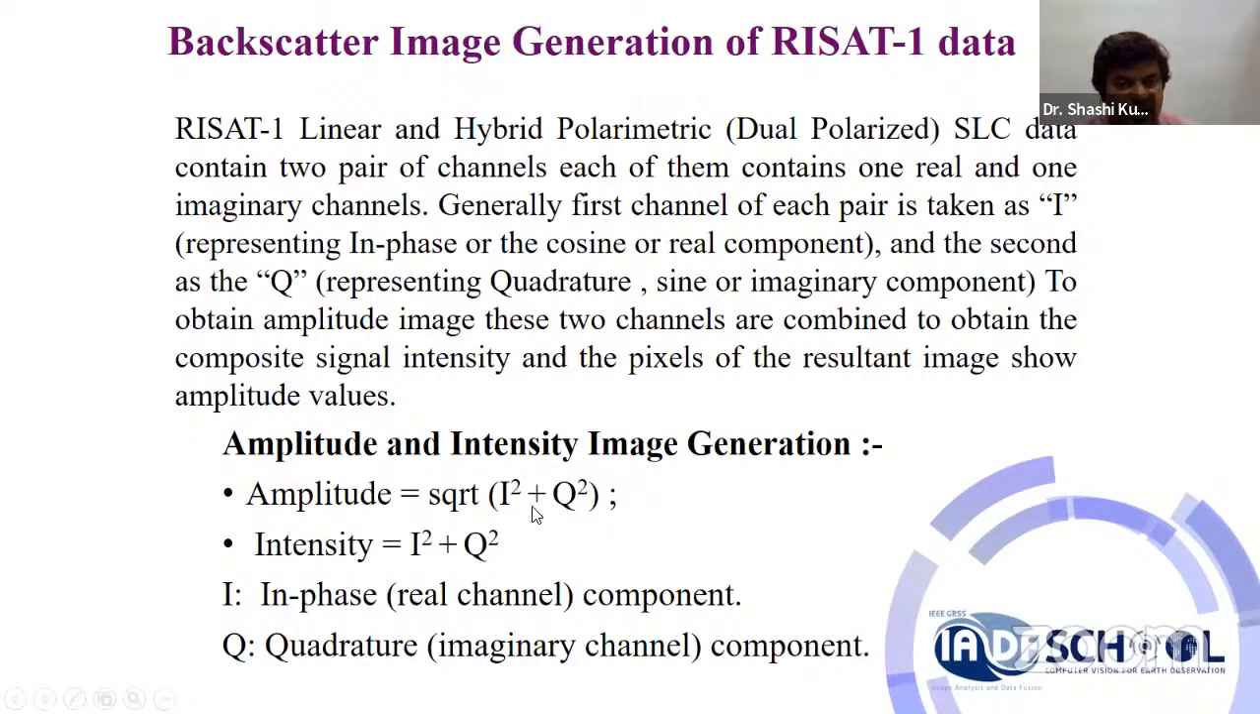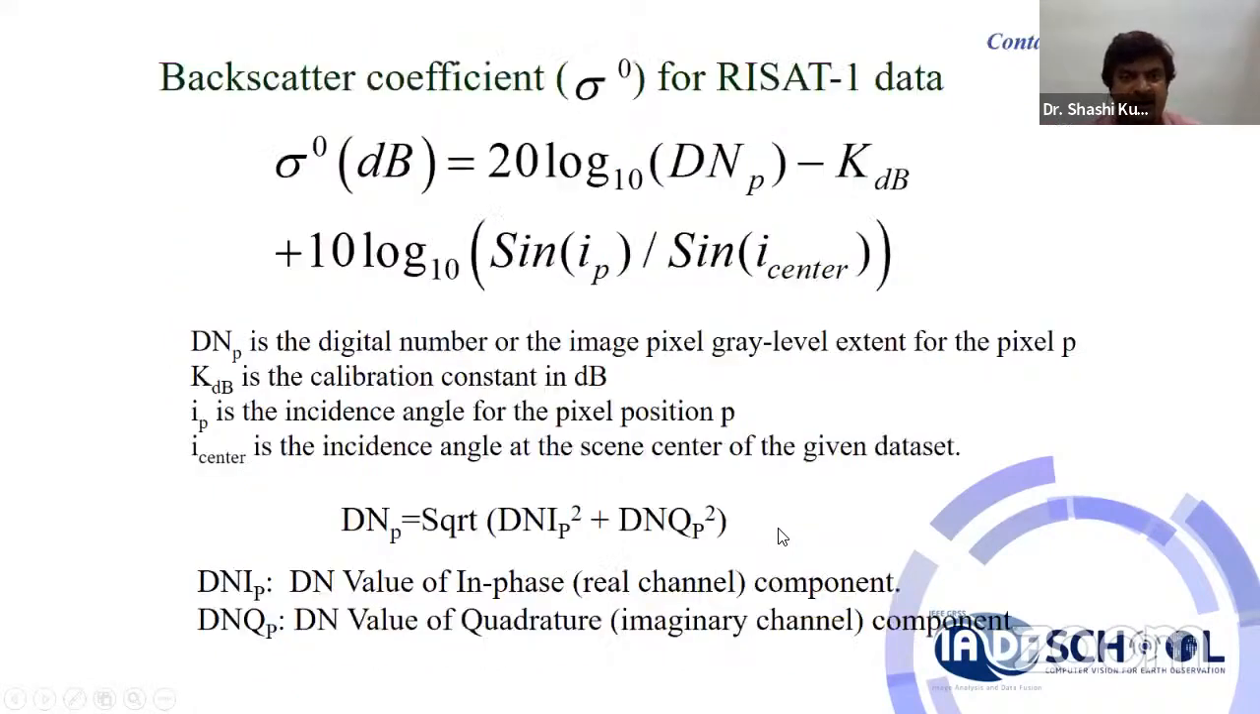Here a similar formula will be implemented, like the square root of I square plus Q square, and intensity will be I square plus Q square, where Q will be the imaginary channel and I will be the in-phase or real channel. Now the backscatter coefficient formula for RISAT-1 will be different. The formula is sigma naught dB equals 20 log base 10 DN_P, where DN_P is the digital number for the particular pixel, minus K_dB, where K_dB is the calibration constant. This information, the calibration constant of the data set, will be provided in the metadata, and plus 10 log base 10 of sine of the angle of incidence for the particular resolution cell or pixel divided by sine of the incidence angle of the central pixel.